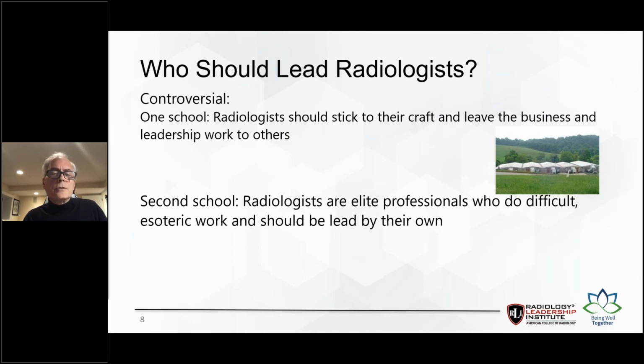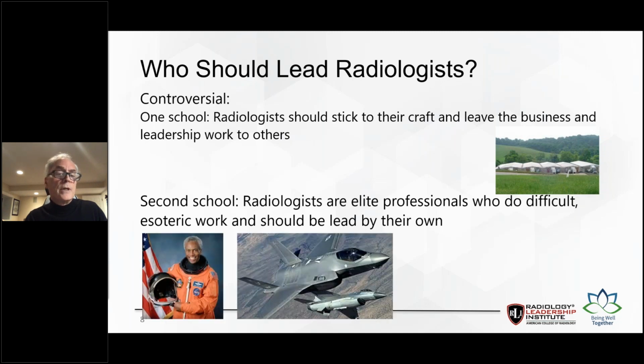I'm really of the second school, that we're elite professionals who do some things that are very difficult, very complicated, esoteric, and really you should be led by somebody else who's had to be there at 3 in the morning and make hard decisions. And there are other professions where people are only led by people like themselves.